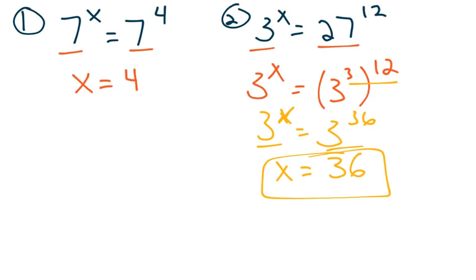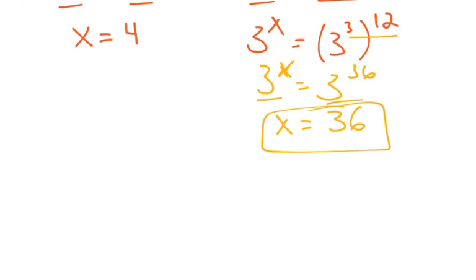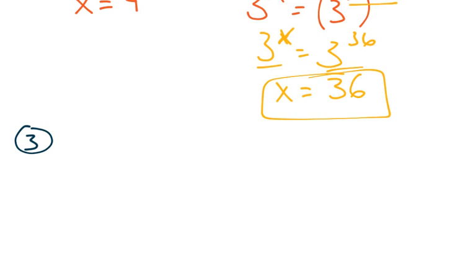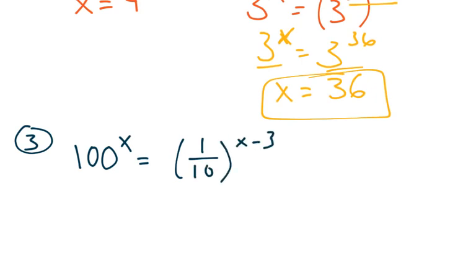If you're not sure, you can always go back and plug in 3 to the 36th power in your calculator. It's a very large number, and it should be equal to 27 to the 12th power. Okay, let's try another one here. Number 3. We're going to have 100 to the x is equal to 1/10 to the x minus 3 power. Neither of these bases are going to stay, but we can write 100 and 1/10 using the same base. That base is going to be 10.